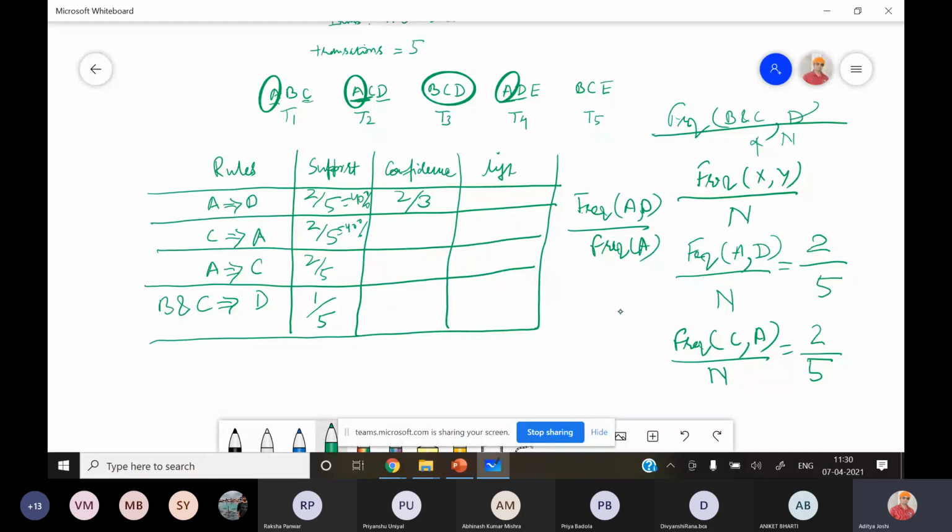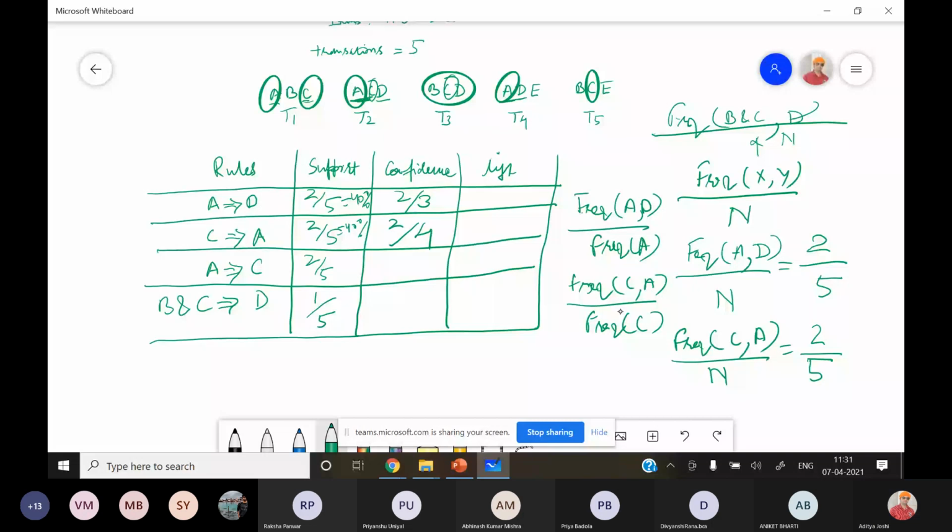Now C implies A: frequency of CA divided by frequency of C. What is the frequency of CA? The frequency of CA is 2, divided by the frequency of C. C appears in the first, second, third, and fifth transactions, so 4 times C appears in the transaction. So 2 by 4, right?